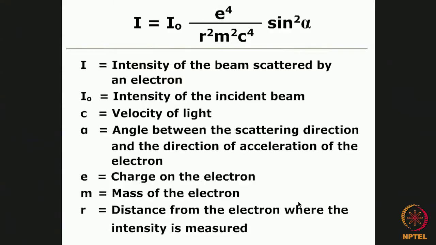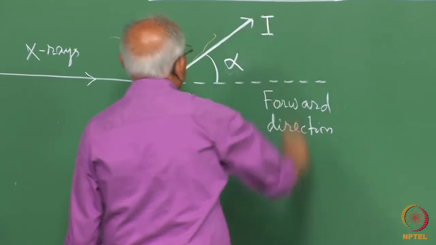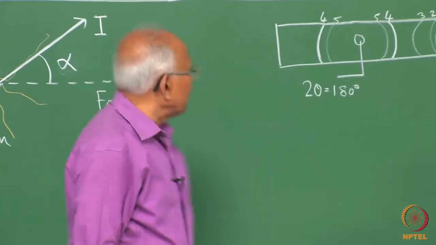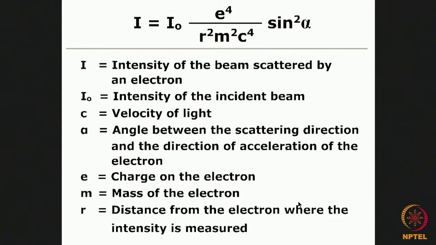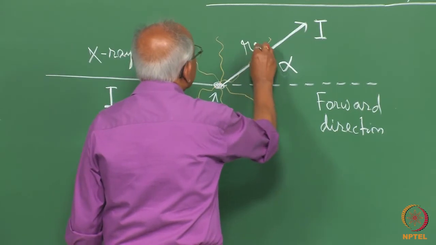So, he has given this relationship: I equals I0 e to the power 4 by r square m square c to the power 4 into sine square alpha. Here I stands for intensity of the beam scattered by the electron in the direction alpha, I0 is the incident intensity, c is the velocity of light, alpha is the angle between the scattering direction and the direction of acceleration of the electron or the forward direction, e is the charge on the electron, m is the mass of the electron, and r is the distance from the electron where the intensity is measured. That means, r is this distance.